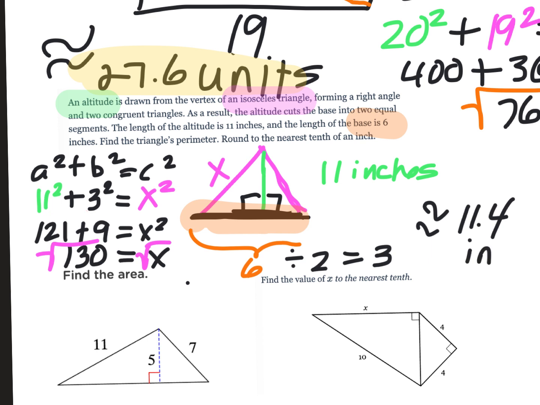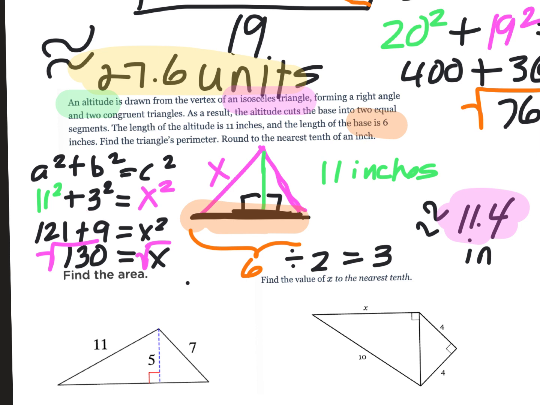Now, am I done? No. This is also where kids have a tendency to go wrong. What did I just find? What does that 11.4 represent? The x. What does the problem ask me for? Perimeter. Exactly. So I'm not done. Don't do all the hard work and then say, okay, I'm done, because I'm not done, right?